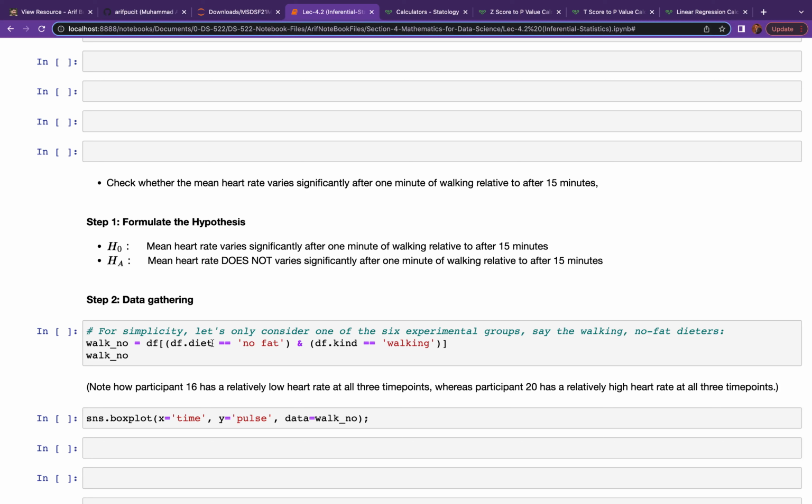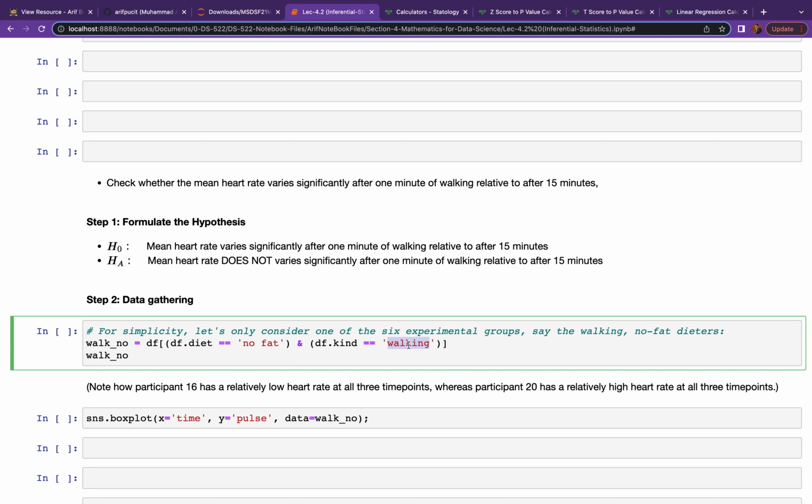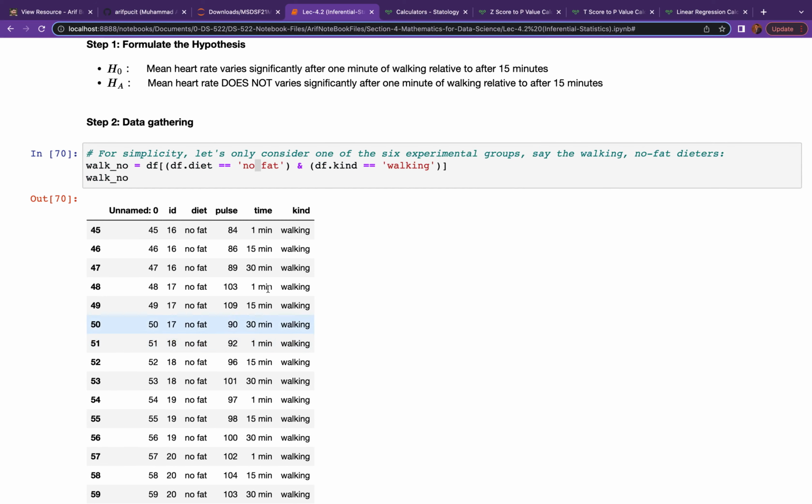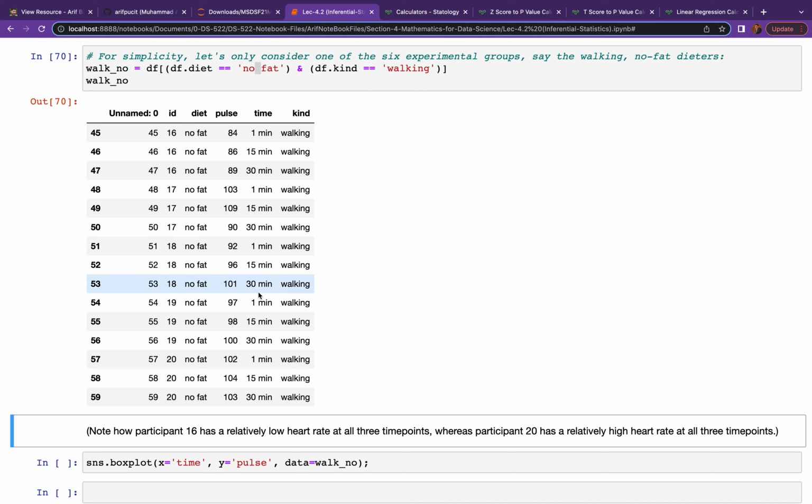Step 2 is data gathering. For simplicity, let me consider one of the 6 experimental groups. Let's say walking and no fat. Let me run it. So this is the data set on which I want to work. I have selected these 15 records from the original data frame where the diet is equal to no fat and kind is equal to walking.